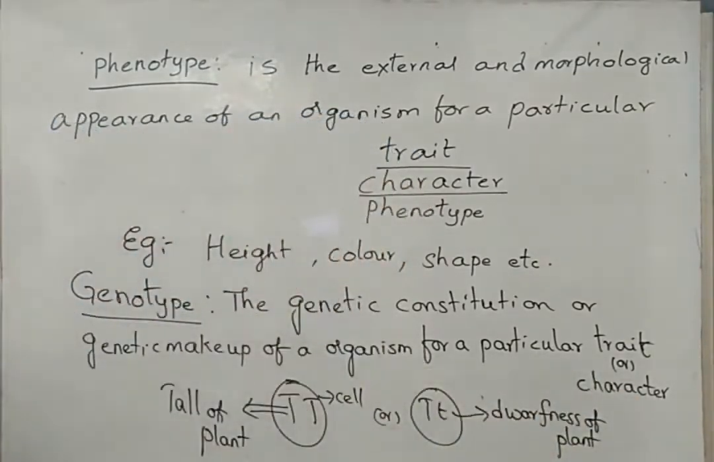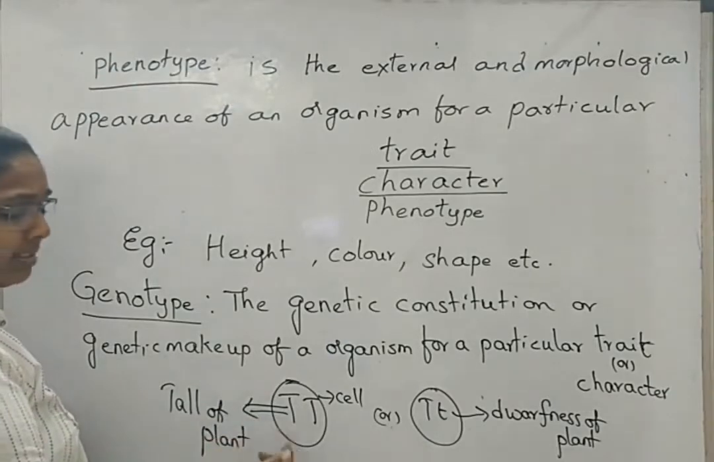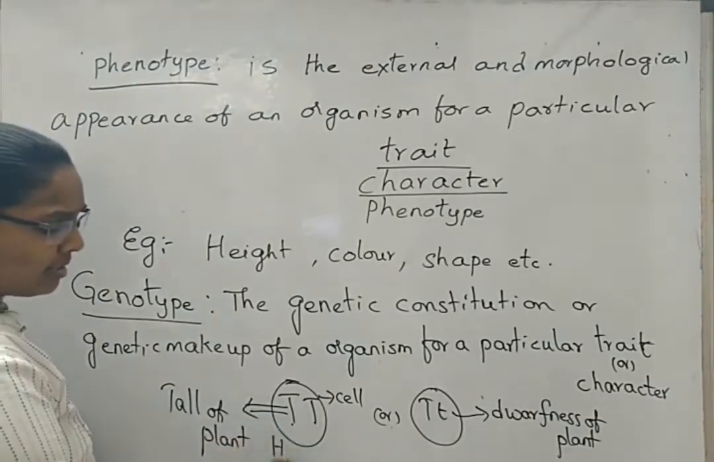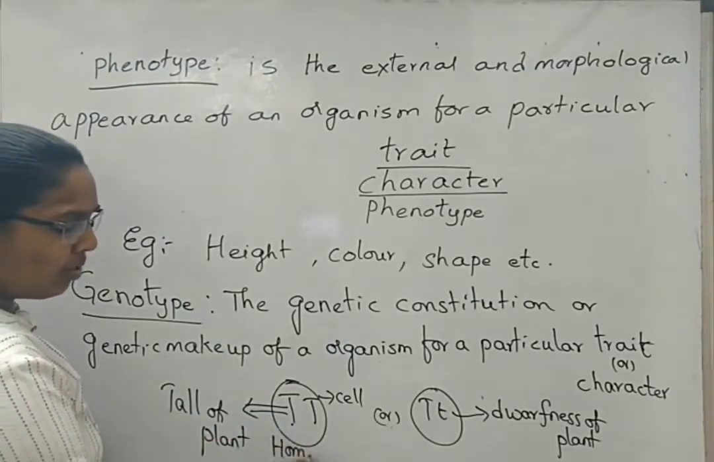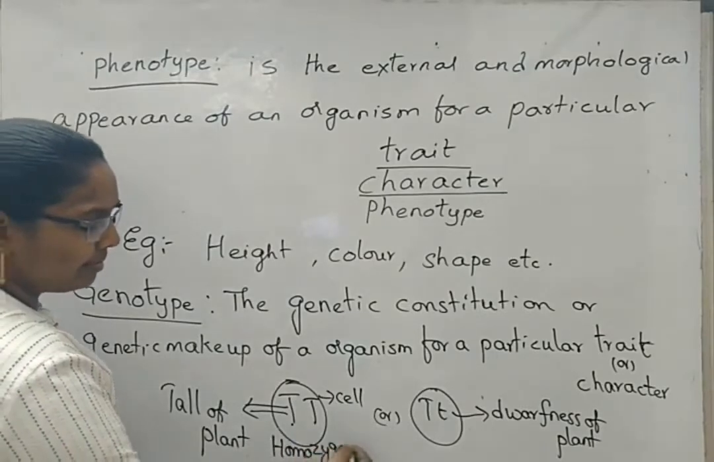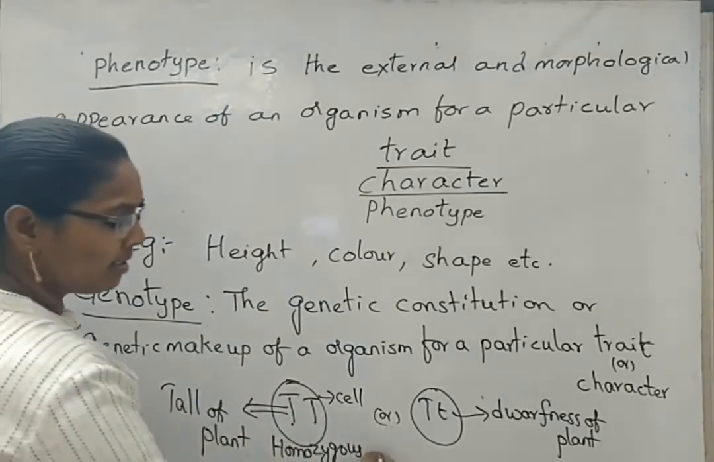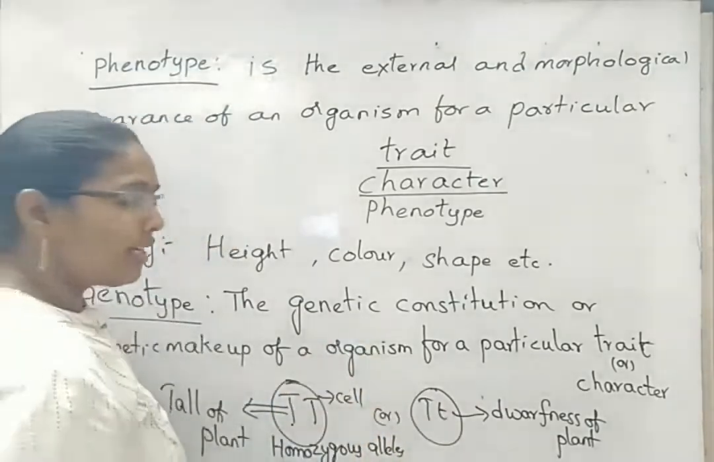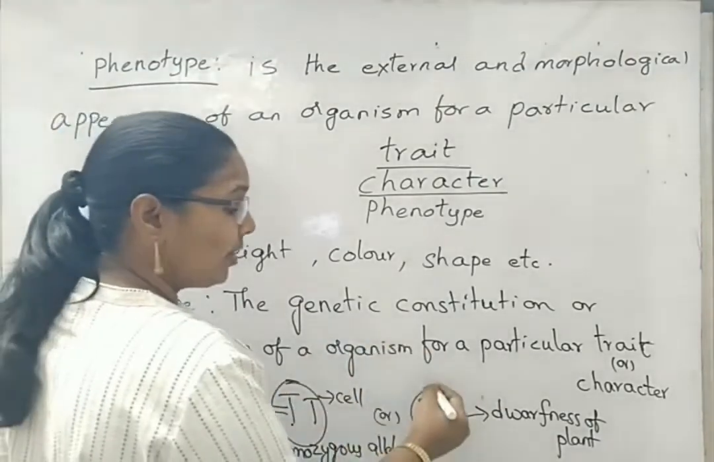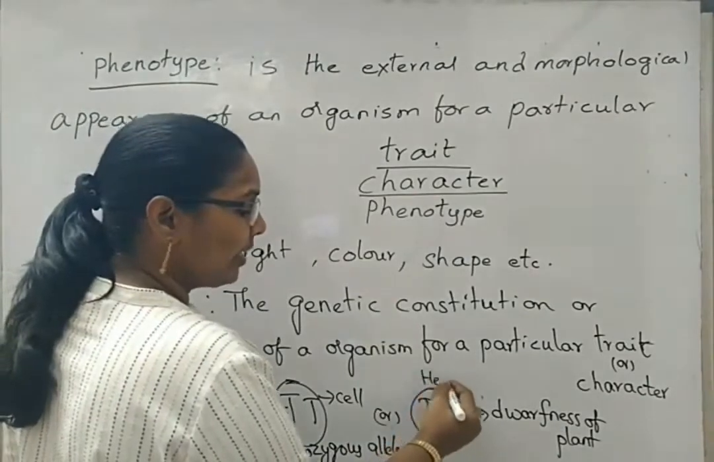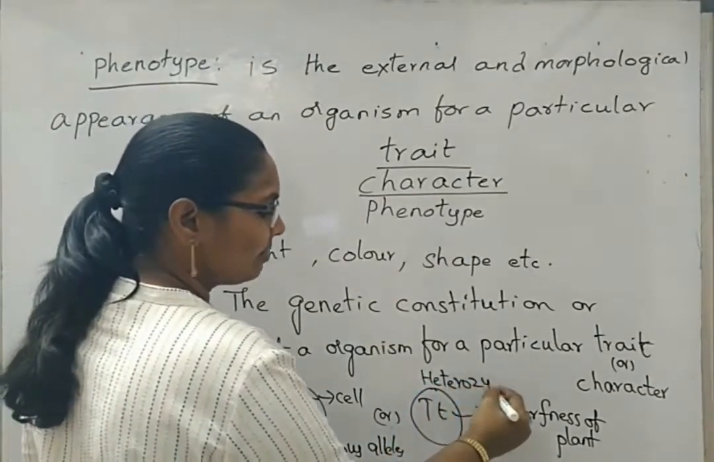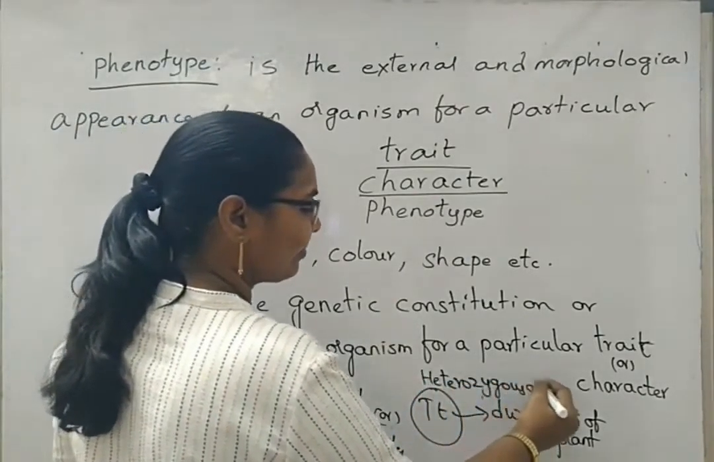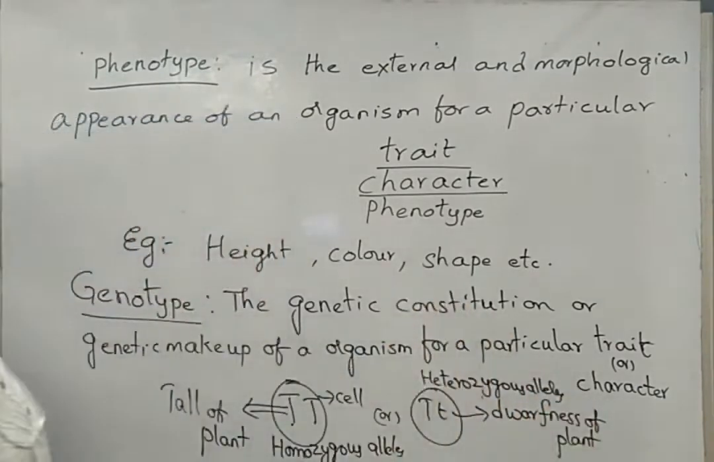So these are the two different terms, phenotype and genotype. If in a cell the alleles are like this, then we write that this cell has homozygous alleles. If the two alleles are of different types, then we say these are heterozygous alleles.